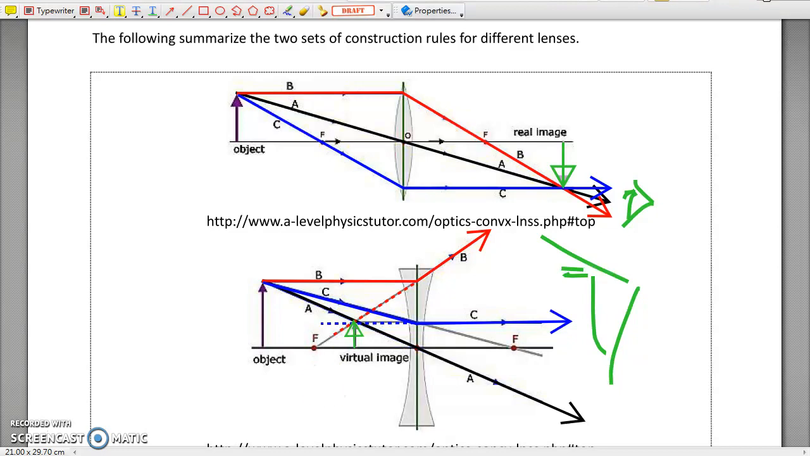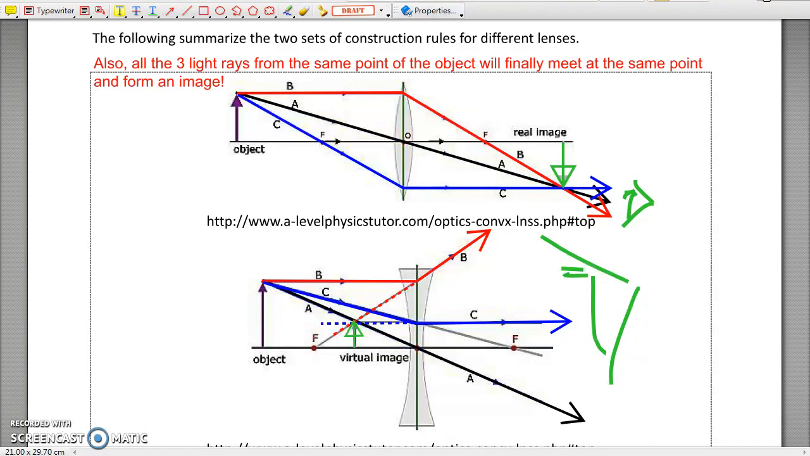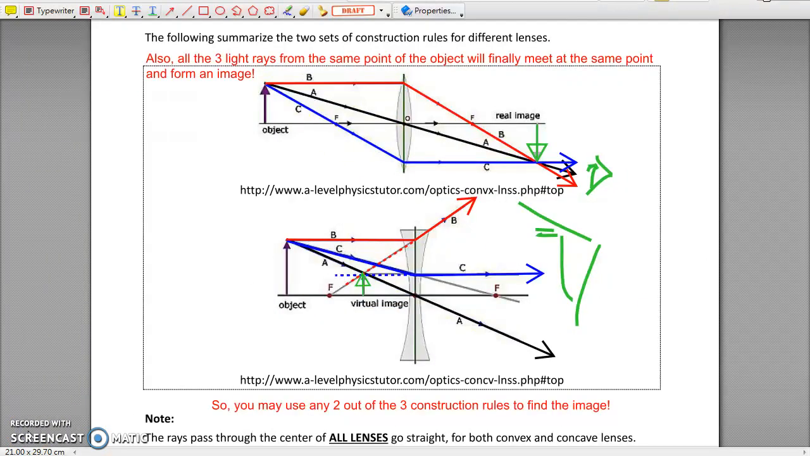You can see in both cases, the 3 light rays will eventually meet at a point. They intersect at the same point where the image is, and in this way form an image. So next time when you draw a ray diagram for concave lens or convex lens, you may draw any 2 out of the 3 construction rules in order to locate the image.